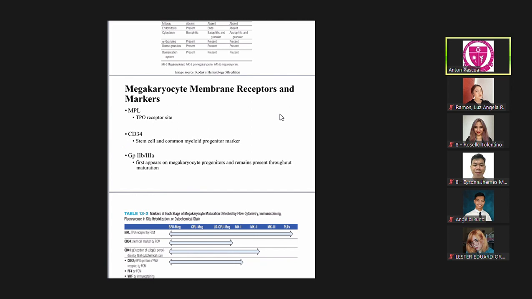Okay? Then you also have here glycoprotein 2B3A, which first appears on your megakaryocyte progenitor. Yan sa mga, pag sinabi natin progenitor, I'm referring to BFU at saka CFU, okay? It first appears on your progenitors and it will then remain present all throughout the maturation. But aside from GP2B3A, you also have other markers like CDs, yung mga CD42, CD61, CD62, yan. Present din sila, which serves as markers also for your progenitors.